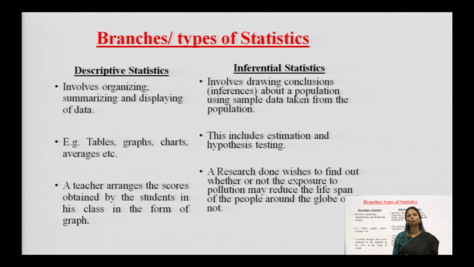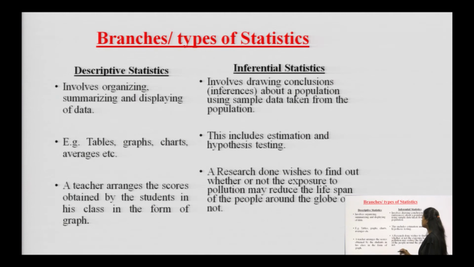Next, there are two branches of statistics. One is called descriptive, which means when we draw tables, charts, diagrams, and the second is called inferential. Inferential means when we are using hypothesis. What is descriptive basically? Descriptive means organizing, summarizing and displaying data through tables, graphs, charts, averages, etc. For example, a teacher who arranges scores obtained by the students in his class in the form of a graph.